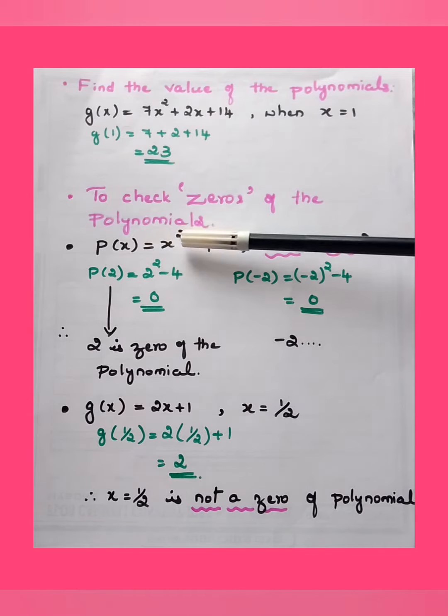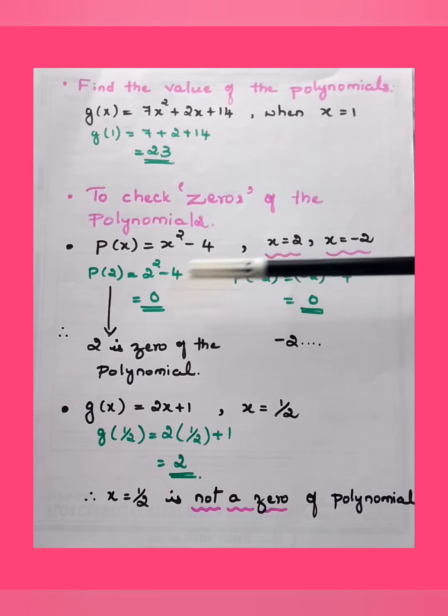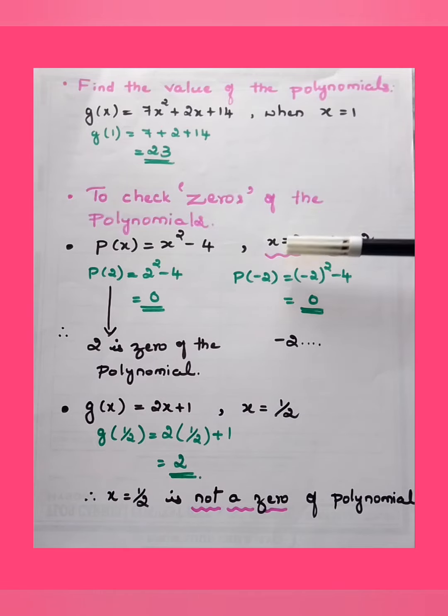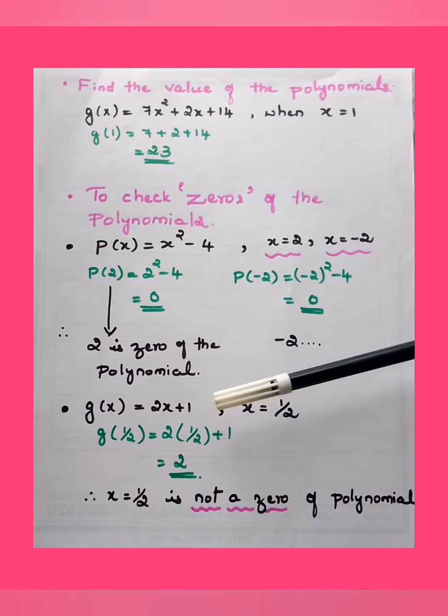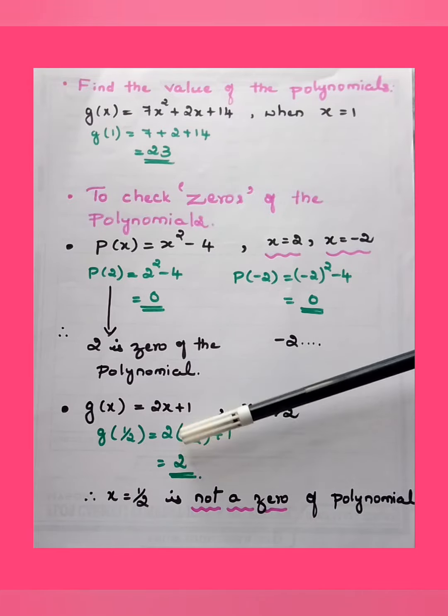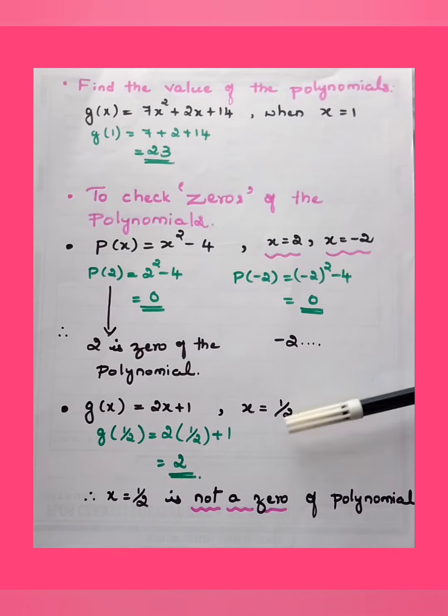Here p of x is equal to x square minus 4 is given. Substituting the x value as 2, 2 twos are 4, 4 minus 4 is 0. In the same way, for x is equal to minus 2, when you substitute, you also get 0. Therefore, both x is equal to 2 and x is equal to minus 2 are the zeros of the polynomial. To check whether a given number is a zero of the polynomial, this is how to find out. Next, a similar type of question: for g of x is equal to 2x plus 1, x is equal to 1 by 2. Check whether this is a zero of the polynomial. While substituting this, you get the answer as 2. Therefore, x is equal to 1 by 2 is not a zero of the polynomial.